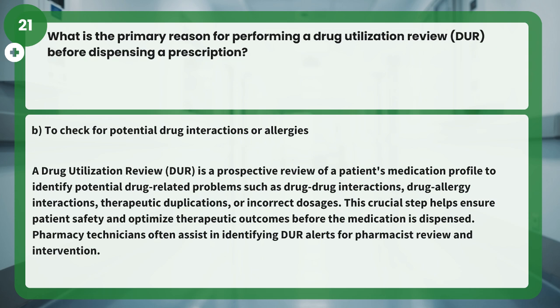A drug utilization review, DUR, is a prospective review of a patient's medication profile to identify potential drug-related problems such as drug-drug interactions, drug-allergy interactions, therapeutic duplications, or incorrect dosages. This crucial step helps ensure patient safety and optimize therapeutic outcomes before the medication is dispensed. Pharmacy technicians often assist in identifying DUR alerts for pharmacist review and intervention.